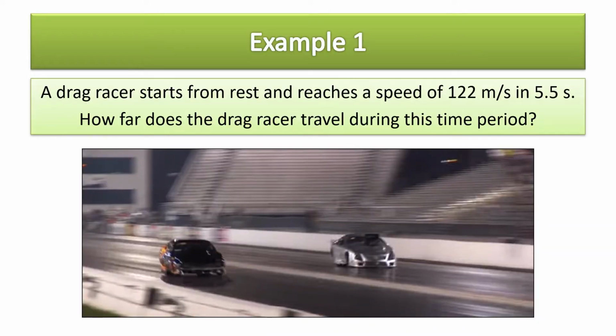So it says a drag racer starts from rest and reaches a speed of 122 meters per second in 5.5 seconds. How far does the drag racer travel during this time period? We're going to do the GUESS method. Now this image takes you to a video in the PowerPoint. I put the video in the green extension folder for this lesson. So if you want to check out some cool drag racing, that's totally fine. You could do that in the extension folder. But for right now, let's do some physics.